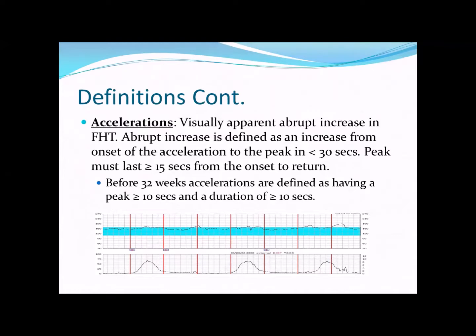If you look at this little strip here, this would be an acceleration. This doesn't count because it's not 15 seconds. So we basically have one really good acceleration. Each of these red lines is a minute, so that's 1, 2, 3, 4, 5, 6, 7, 8. This is a little bit smaller than what we would do for a 10-minute strip, but we see one really good acceleration on that, okay?